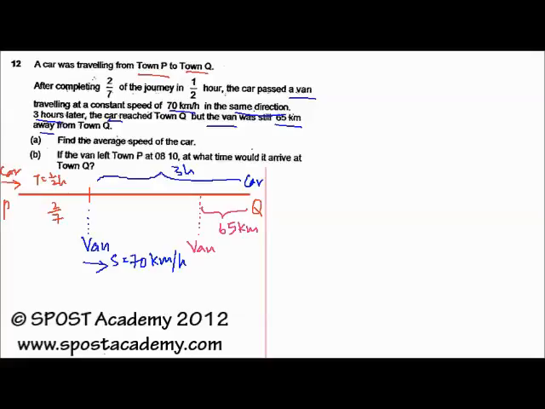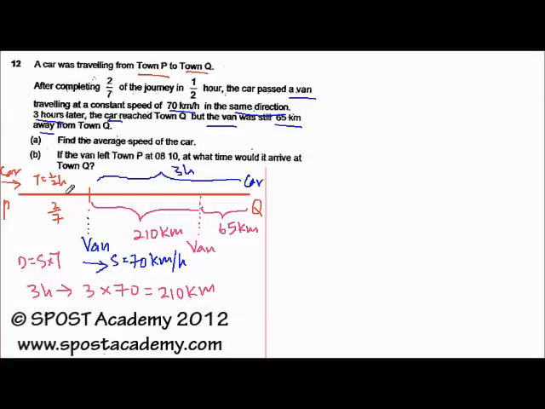So we know from the graph, from this drawing, that in 3 hours, the distance traveled by the van would be 3 times 70, because distance is equals to speed times time. So speed times time, you get 210 kilometers. So we know that this is actually 210 kilometers.